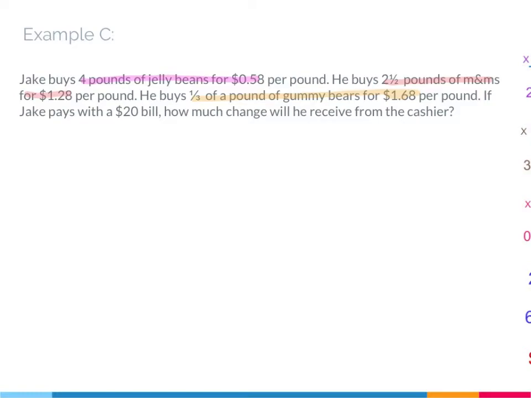So let's start with the jelly beans. I'm going to be taking my 4 pounds of jelly beans times my 58 cents, because that's how much the jelly beans are going to be worth. When I do that in my calculator, I end up getting $2.32. So that is how much the jelly beans are.